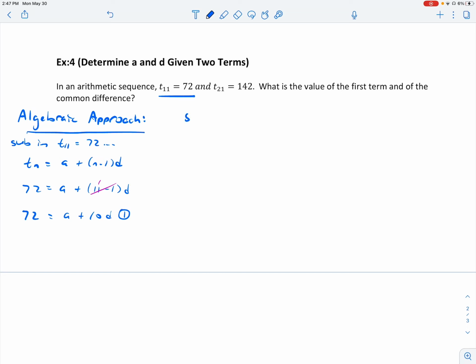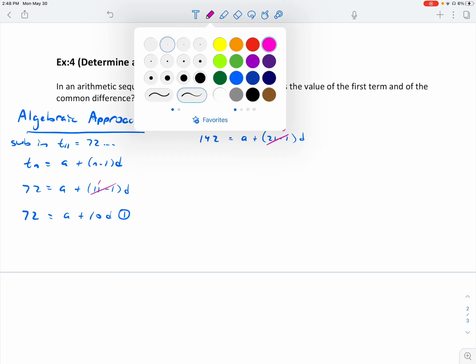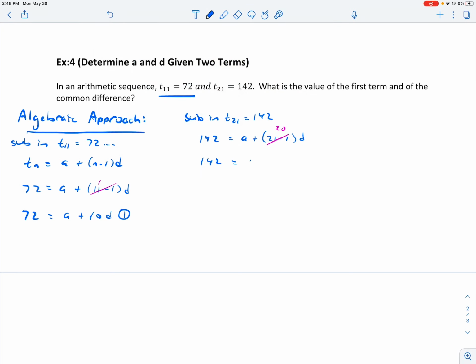Okay. And now I'm going to repeat this, but for the next term. So we'll say sub in T21 equals 142. I'm just following this same formula here. So my Tn is going to be 142. So I'm going to write 142 equals. I don't know the first term. I just know n is 21. So I'm going to write 21 minus 1. 21 minus 1 is just 20. So we're going to rewrite this as A plus 20D. I'm going to call this equation 2.